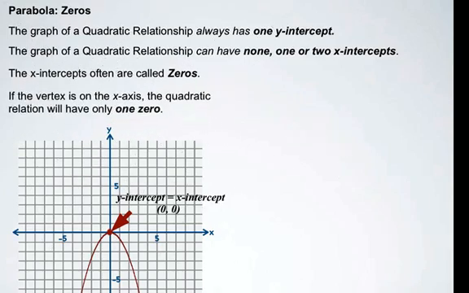If the vertex is on the x-axis, the quadratic relation will have only one zero. So if we were to move this example anywhere along the x-axis, the quadratic relation will only have one zero, or one x-intercept.